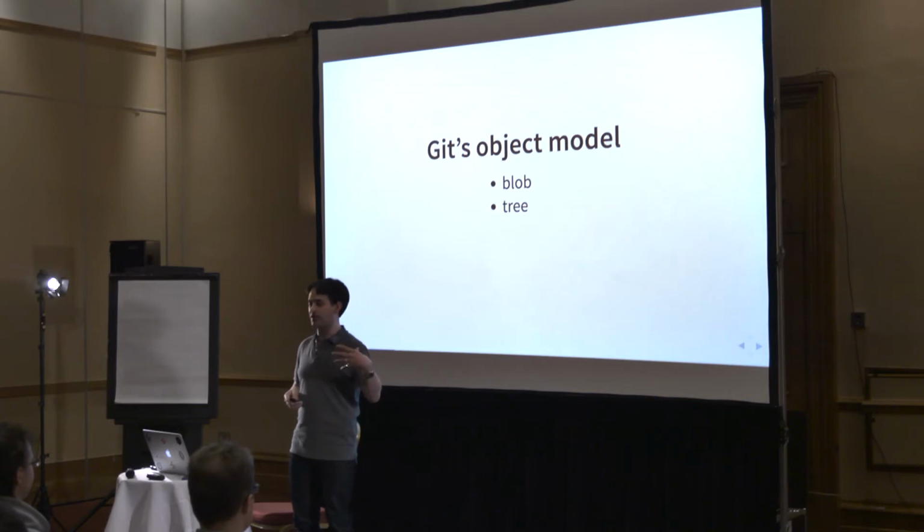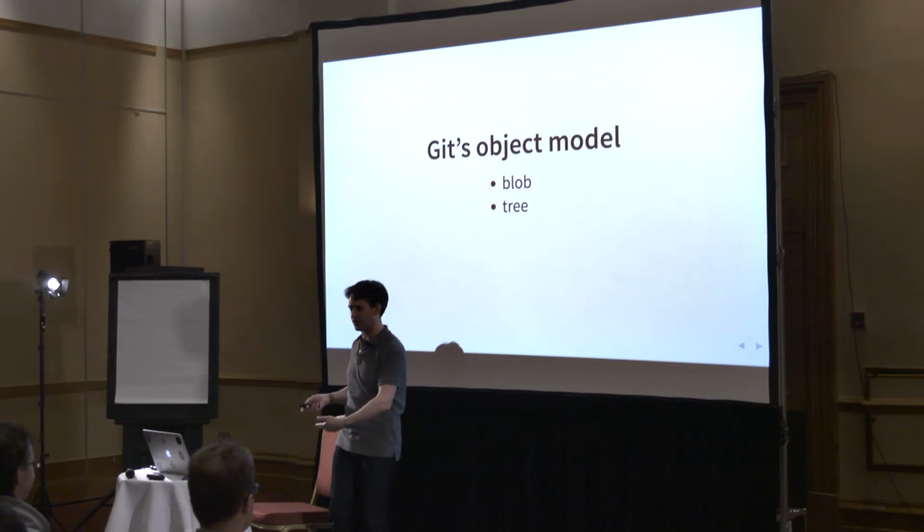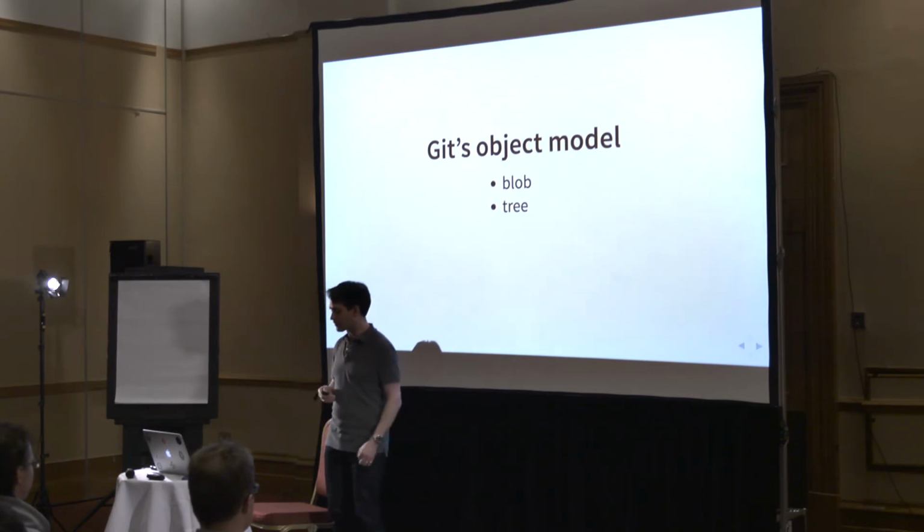So trees can also link not only to blobs but also to other trees, so you can have directory hierarchies represented. So basically, when you check out a particular Git commit, that tree can be represented on the file system.